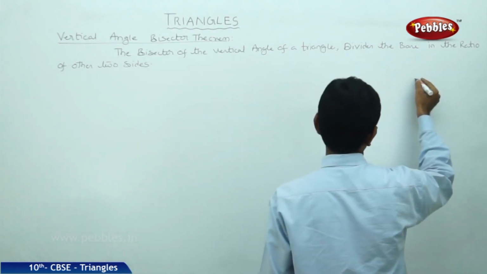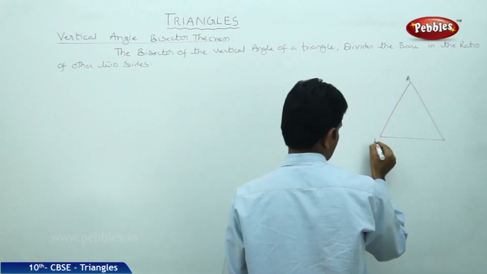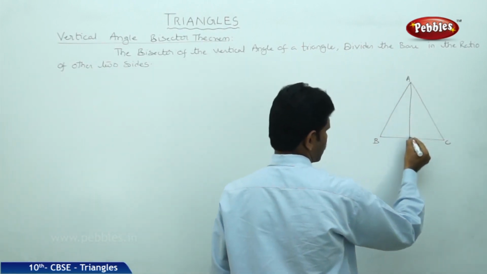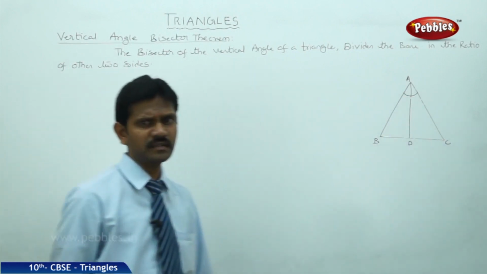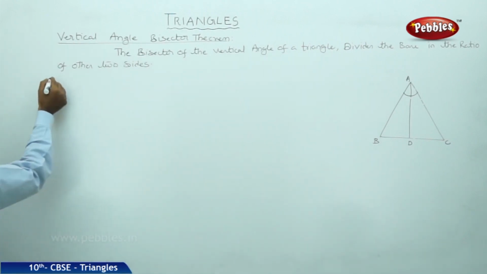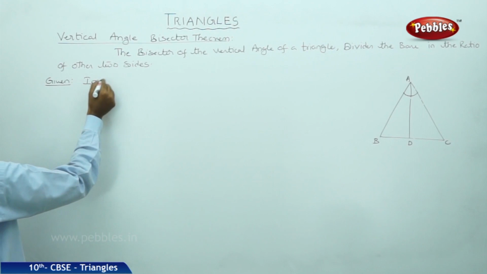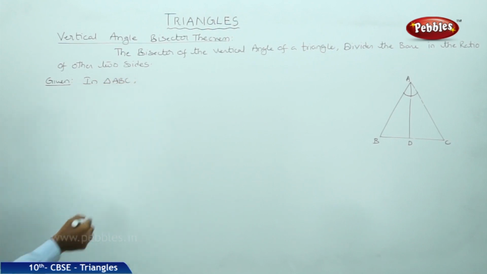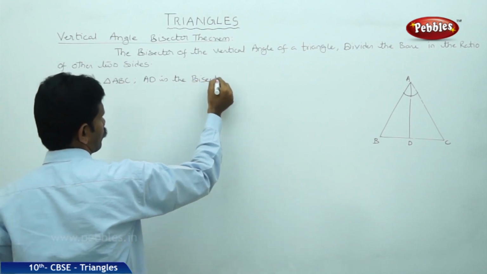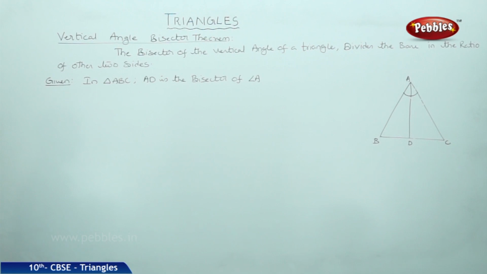Now, let us see the diagram. A, B, C. Now, the bisector of the vertical angle: angle A is bisected and AD is the bisector of angle A. Now, given, in triangle ABC, AD is the bisector of angle A.